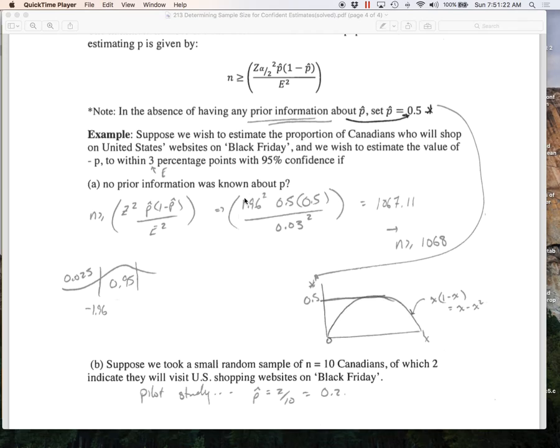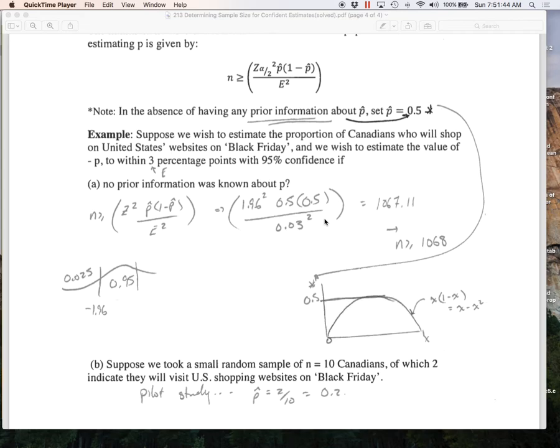So here's the Z squared. We don't know anything about p, so no prior information is known about p. Worst case scenario is that p is equal to 0.5. So this would be 0.5 times 1 minus 0.5, which is also 0.5. Be careful when you're talking about the error. This is not 3 squared, but 3%. So this is 0.03 squared.